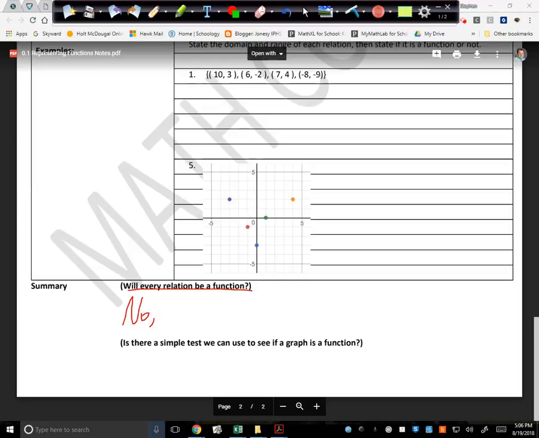Okay, and then the second question here: is there a simple test we can use to see if a graph is a function? Okay, you should remember this. This isn't that hard. It's something that you went over before. It might have been a little while, but there is a simple test. So what's it called and how does it work? Okay, I'm going to give you guys just a minute to write your answers on your boards, and then we'll go through them real quick.